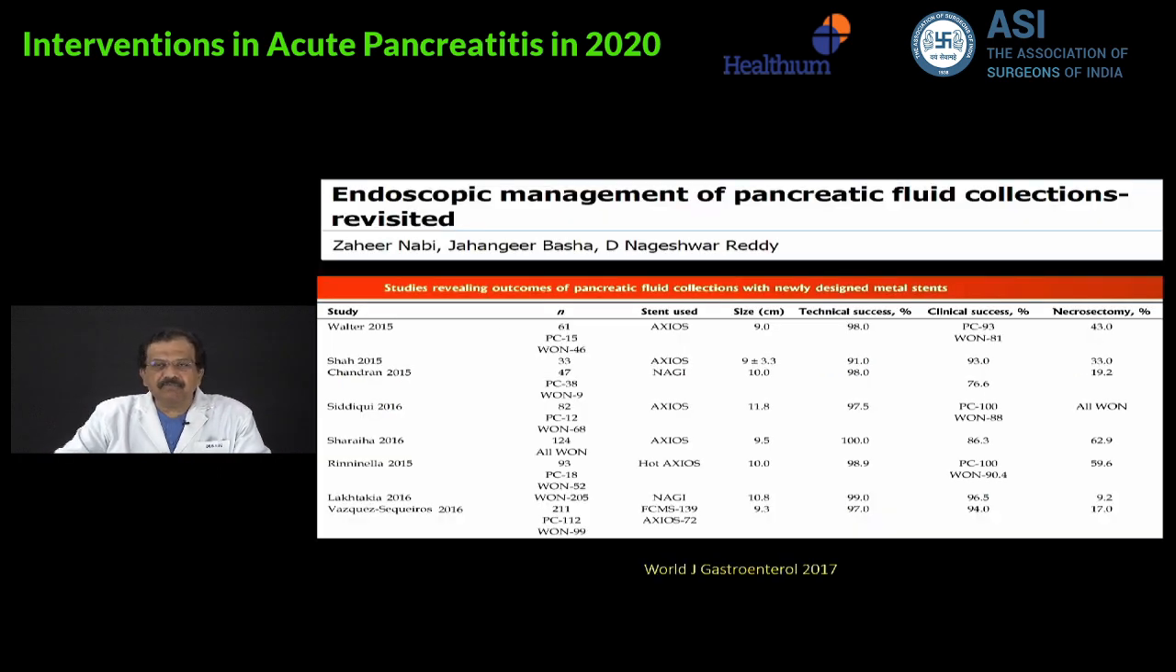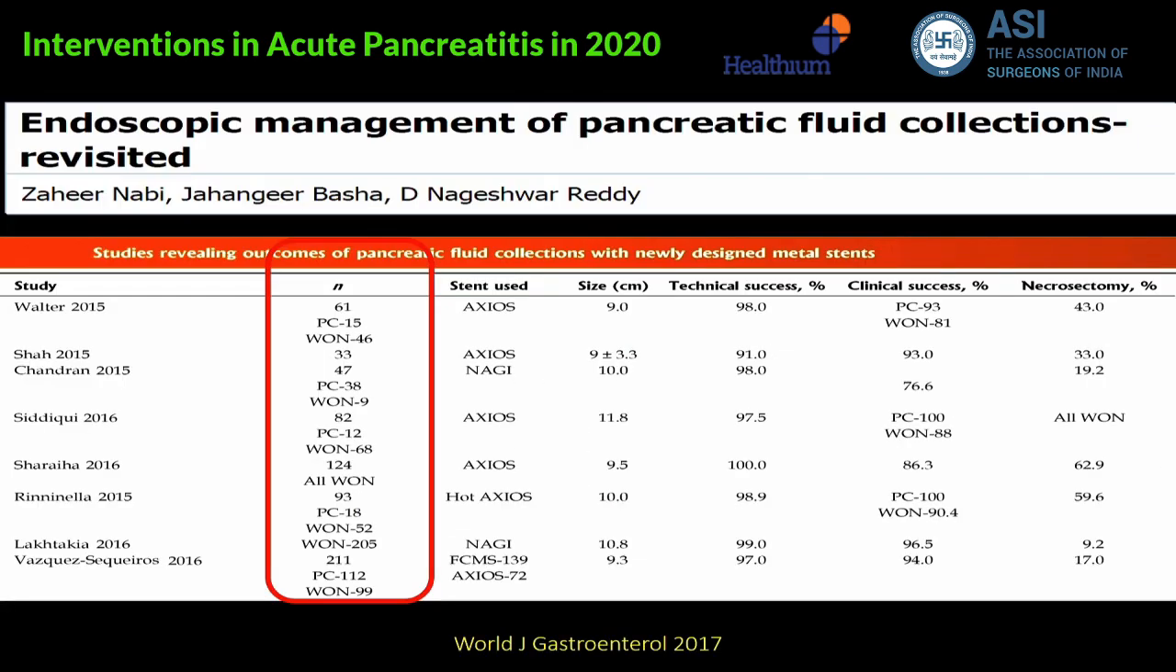and there is a lot of data to show this. This is a paper published from our own side, which showed that a lot of these peripancreatic fluid collections, be it pseudocysts or walled-off necrosis, can be very effectively treated using these lumen opposing metal stents. So as of today, till 2019 or early 2020, there is a lot of evidence to show that lumen opposing stents are the best stents to use to treat walled-off necrosis.